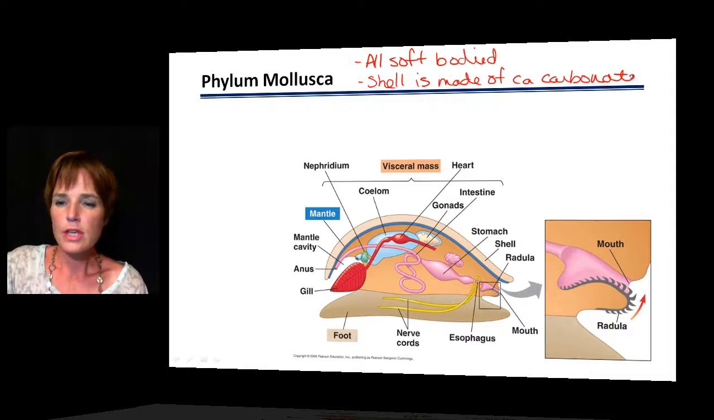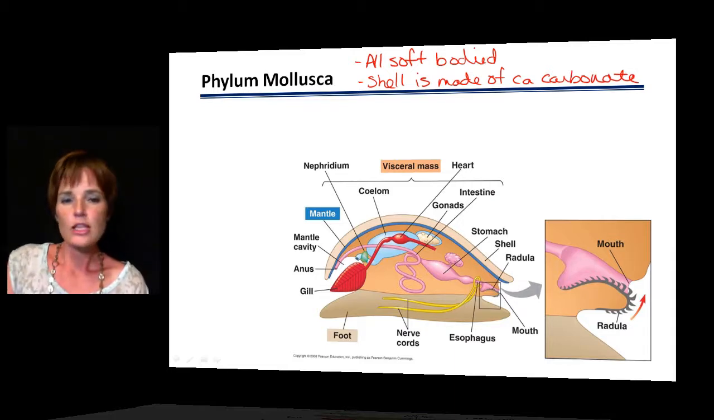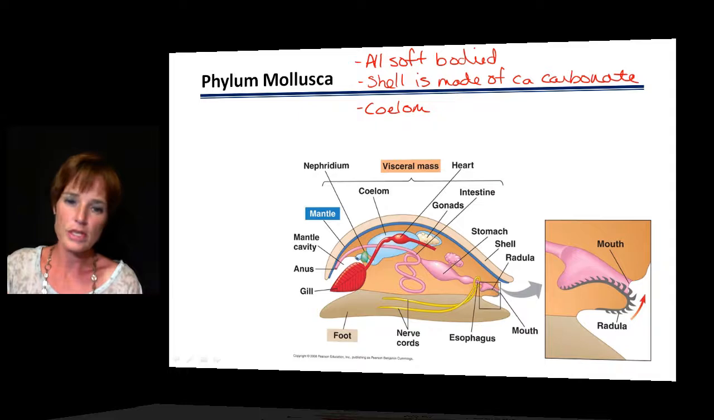And while most of them will have that hard shell on the outside, there are some that have an internal shell, and then there are other groups that have lost the shell entirely. So the octopus would be one example of that, where we've lost the shell entirely. These are going to be coelomates, so they are going to have a true coelom. And they're also going to have 3 main body parts.